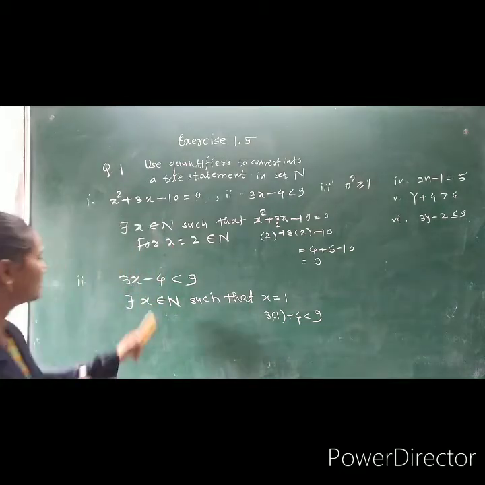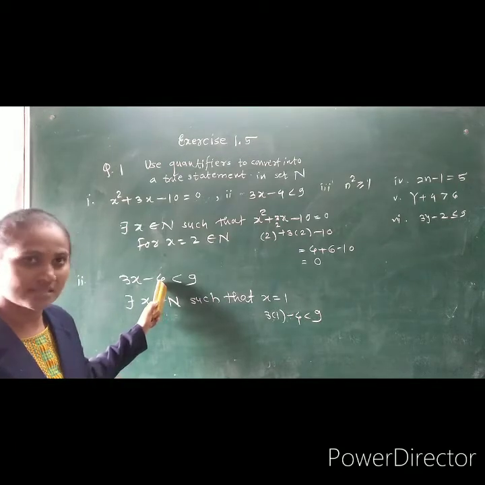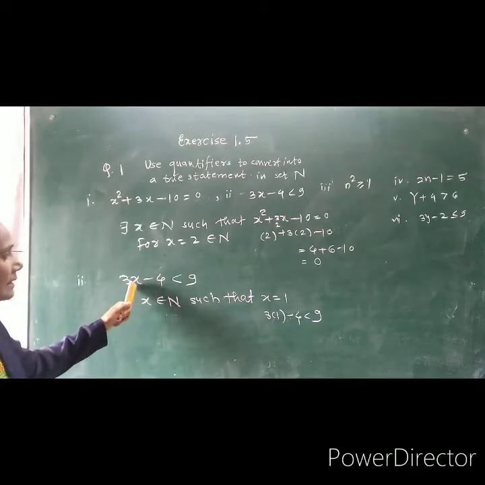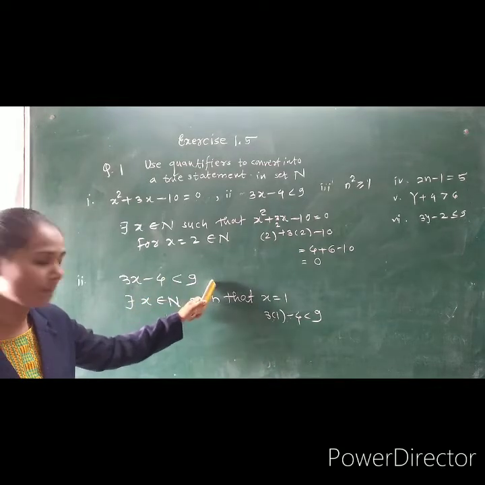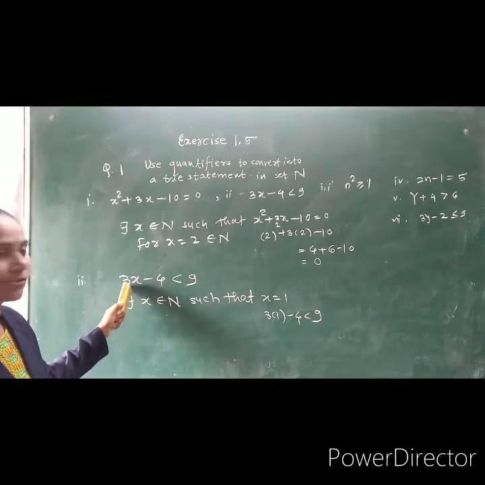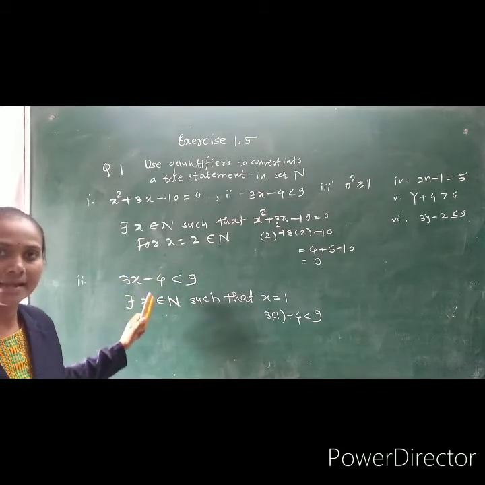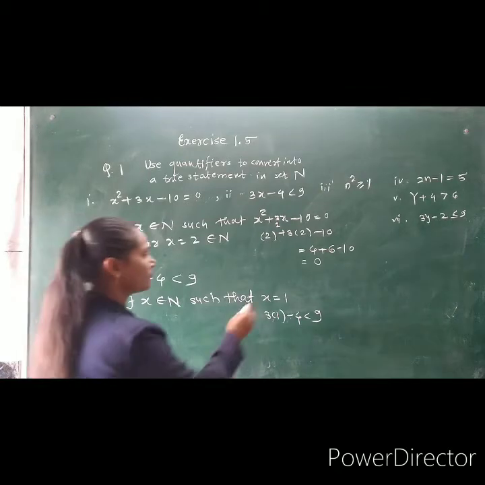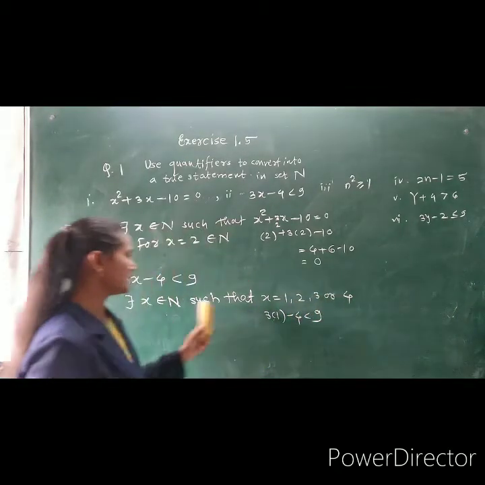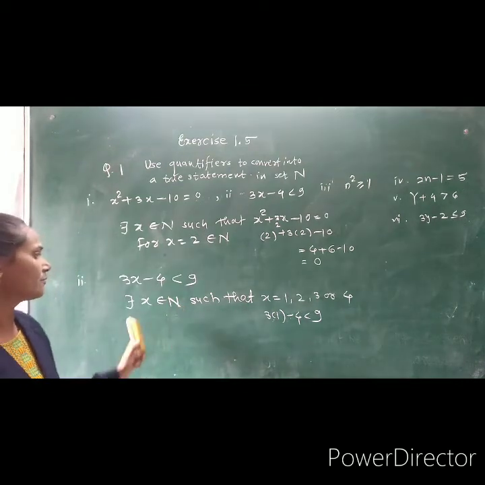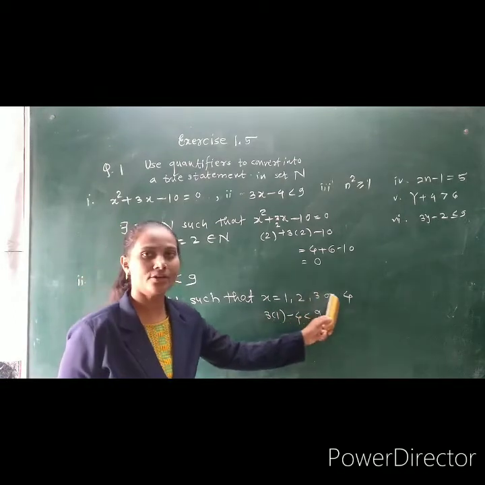If we take x is equal to 2, then 3 into 2 is 6, 6 minus 4 is 2, which is obviously less than 9. If we take 3, 3 into 3 is 9, 9 minus 4 is 5, which is less than 9. If we take x is equal to 4, then 4 into 3 is 12, 12 minus 4 is 8, and 8 is less than 9. Therefore, for x is equal to 1, 2, 3 or 4, this inequality is satisfied, so it is a true statement.